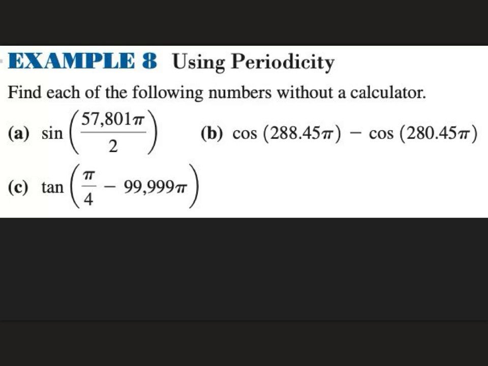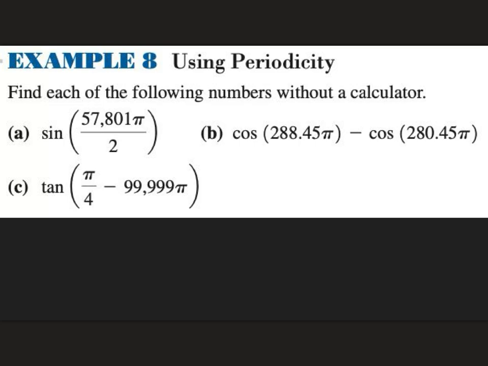So let's look at our example. Using periodicity, meaning the wave just keeps going on forever, find each of the following numbers without a calculator. So how do we do that? Okay, we could just put this in a calculator, but let us do this without a calculator.